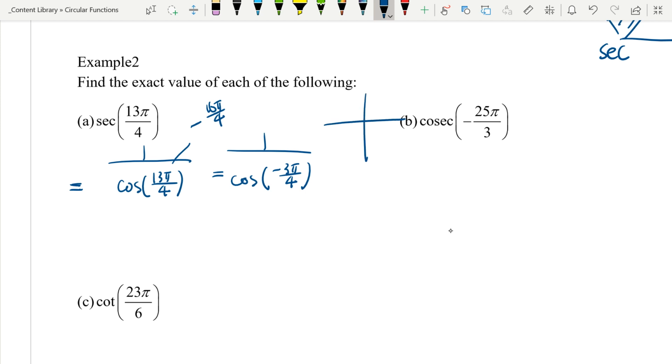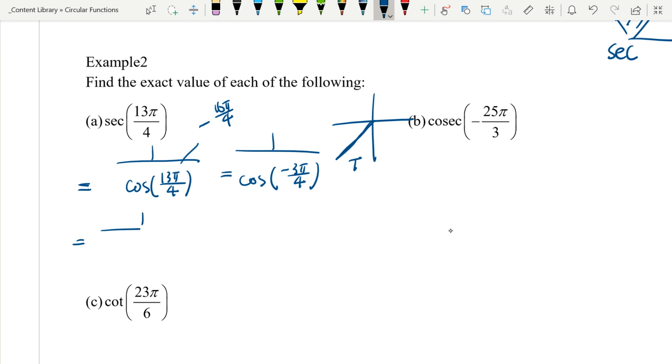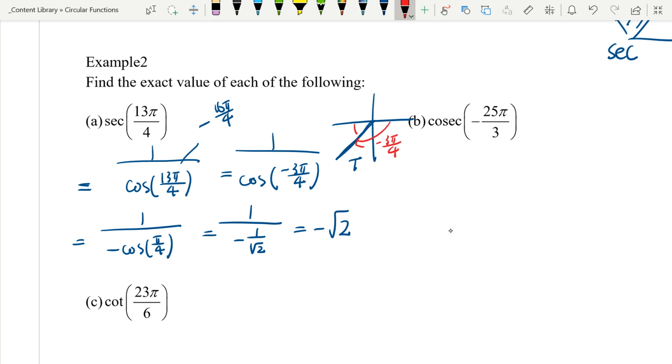So cosine of minus 3 pi over 4 is here, in the tangent quadrant. So that is equal to 1 over negative cosine pi over 4. That's 1 over negative 1 over root 2, and that's negative root 2. Sec, cosec, and cot, we all evaluate by converting back into sine, cosine, and tangent, and how you evaluate that depends on what you learned in Methods. Finding the reference angle, negative 3 pi over 4 is here. The reference angle is pi over 4, and it's in the tangent quadrant, so that's why it's negative cos pi over 4.